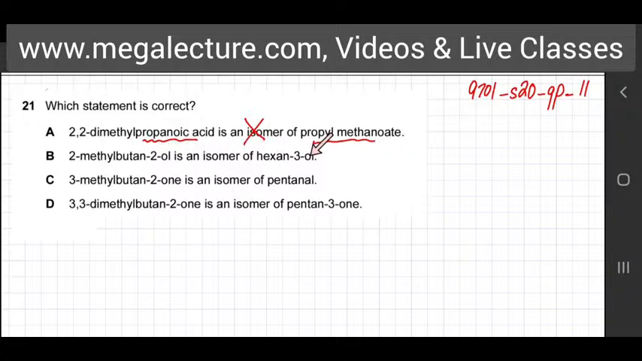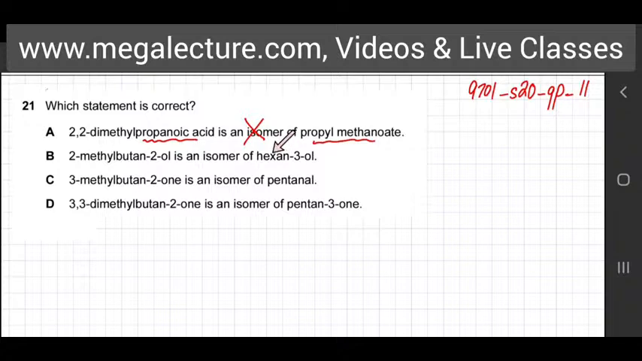2-methyl-butanediol is an isomer of hexan-3-ol? Hexanol, now that's an alcohol as well, and there's exactly 1 OH, so you don't care about that. Remember, alcohols with a single OH would be isomers of each other if they have the same number of carbon atoms, which in this case clearly they don't.